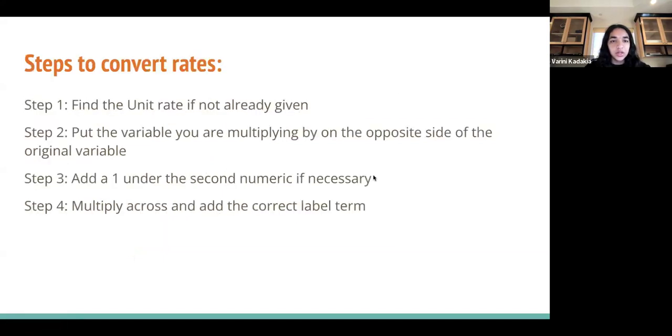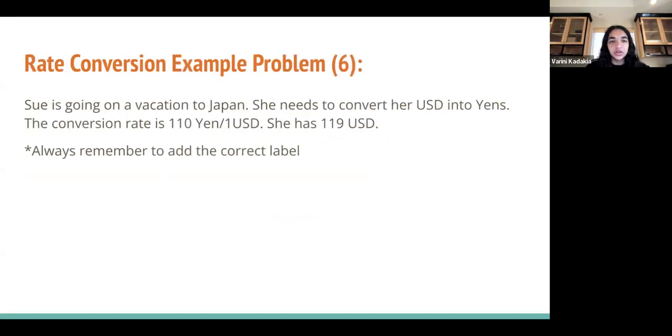So how to find rates. First you need to find the unit rate if it's not given already. Put the variable you are multiplying by on the opposite side of the original variable. Add 1 under the second numeric if necessary, and then multiply across. We'll go over basically how to do this, but these are the steps you'd follow.